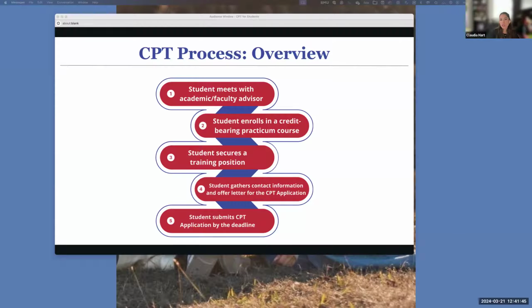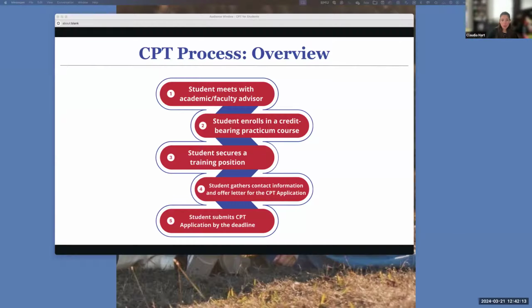Then the student secures the training position. I would actually say that as soon as you find out that your program has that curriculum requirement to engage in practicum experience off campus, you need to be working really closely with the Hegi Career Center about what those opportunities are.